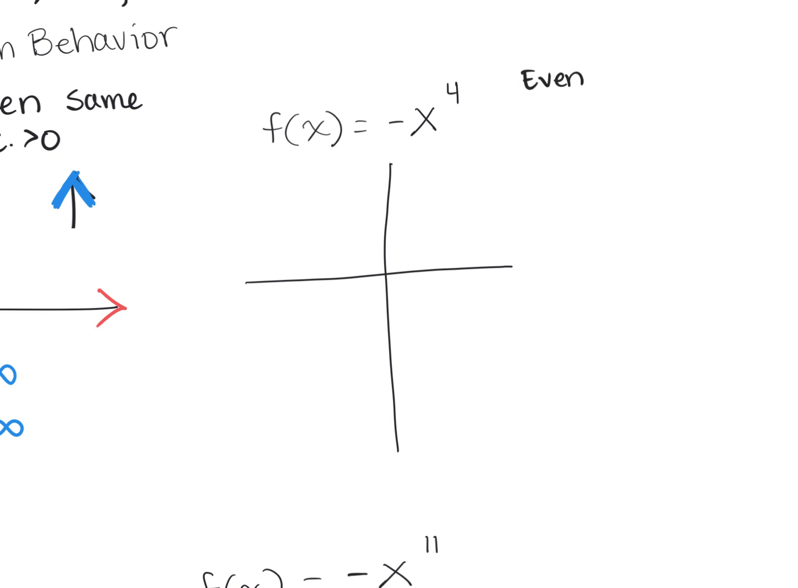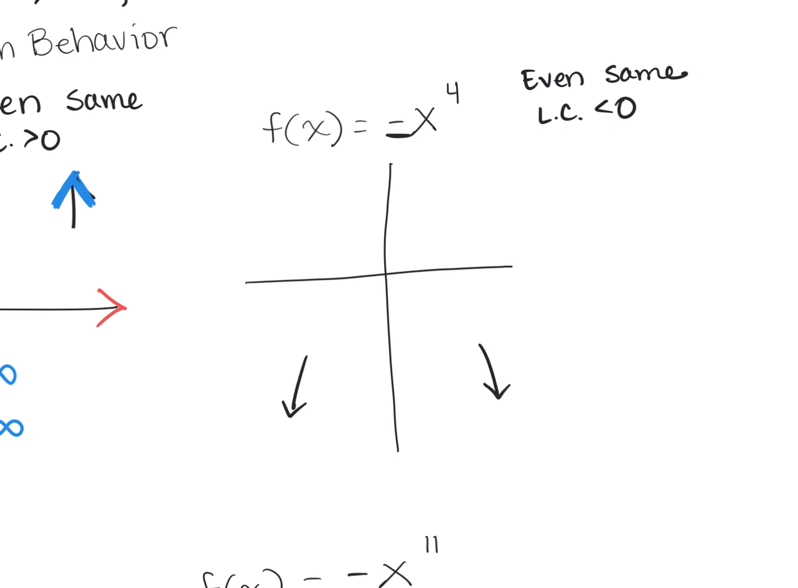So I have that it's an even function. All right, the degree of it is even. So we have to be going in the same direction. And then this time my leading coefficient is negative. Now that means that these are going to go down and down.